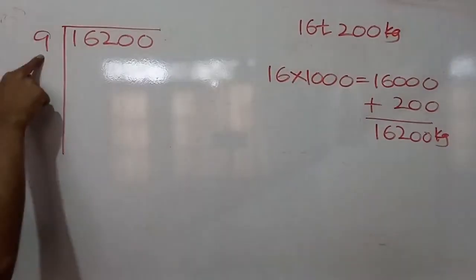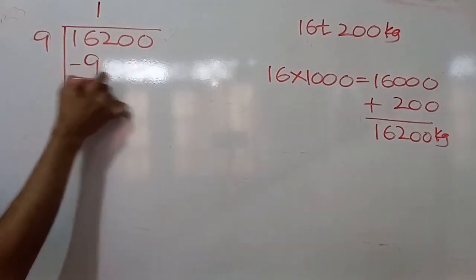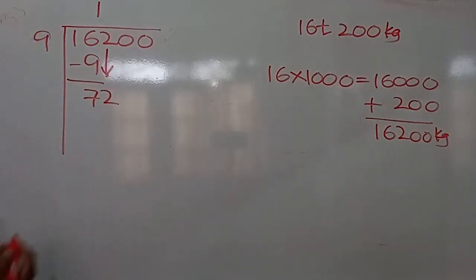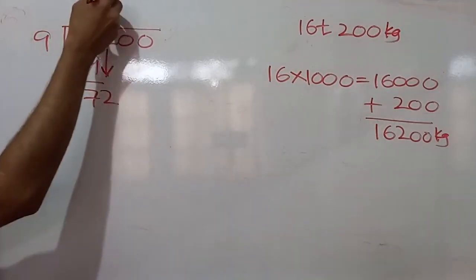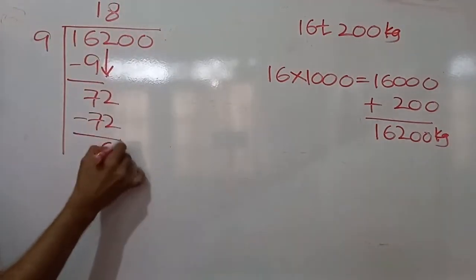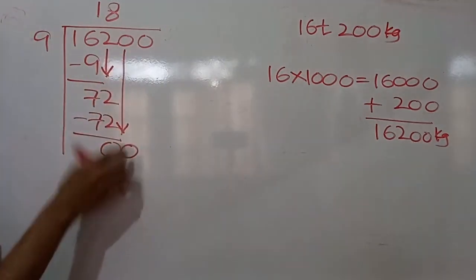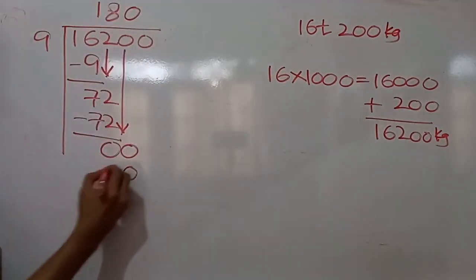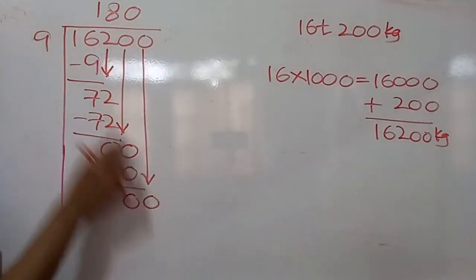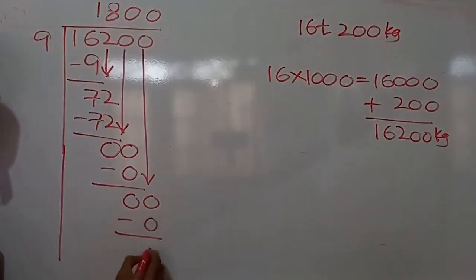How many 9s are there for 16? We can go up to 1. 9 times 1, that is 9. 16 minus 9, we get a 7. Now we will get this 2, altogether 72. How many 9s are there to 72? 8, right? So 9 times 8, that is 72. 72 minus 72, we get a 0. So we will drag down this 0. How many 9s are there to 0? 0. 9 times 0, 0. 0 minus 0, we get a 0. Again, we have to drag down this 0. How many 9s are there to 0? None. So we put a 0 here. 9 times 0, 0. 0 minus 0, we get a 0.